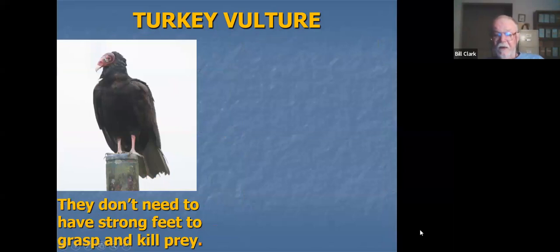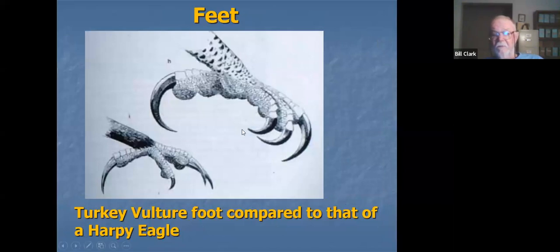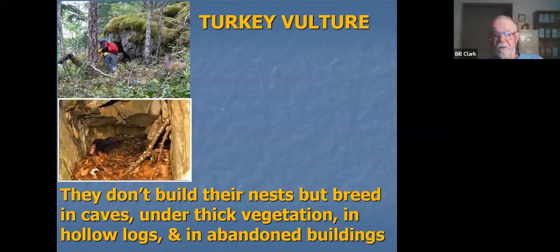They don't have to have strong feet to grasp and kill prey because they don't prey. So unlike the red-tailed hawk, which has very strong feet and sharp talons, turkey vultures don't have that. And here we compare it to a harpy eagle. So they have talons, but they're not very sharp, and they're used to just stand on.